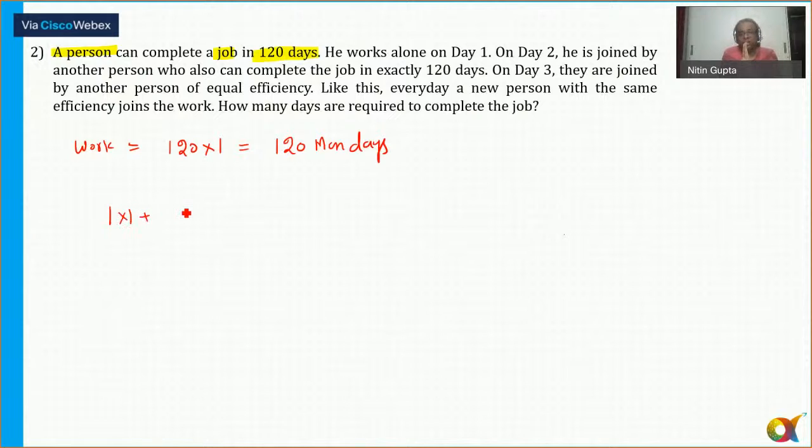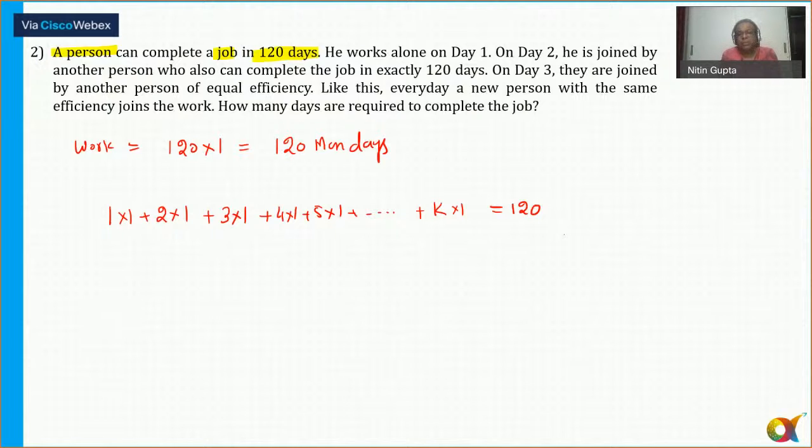On day 2, they are joined by another person of equal efficiency. So on day 3, there are 3 persons. So on day 3, 3 persons. So how many units of work? 3 into 1 man. Let's say they completed the work in K days. So on the Kth day, K units of work, and this must be equal to 120 man days.